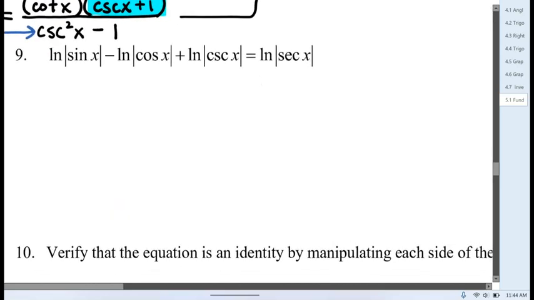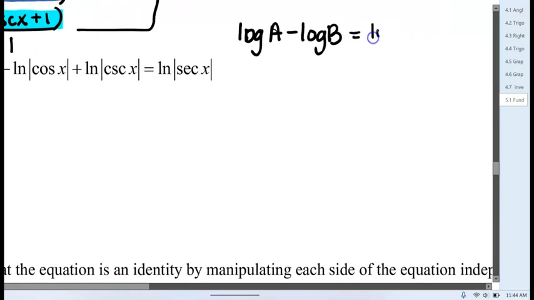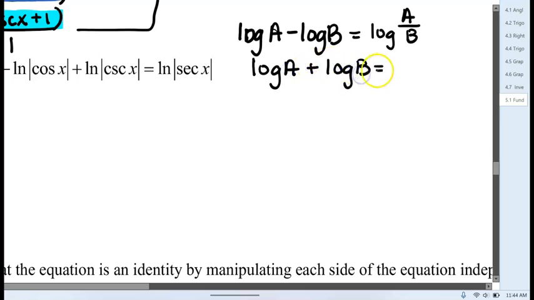In example 9, we have all of these natural logs showing up. Notice that some of them are subtracting and some of them are adding. I'm going to remind us of our rules for logarithms from 171. We had rules that said log A minus log B was the quotient rule, which is log A over B. We also had a product rule that says log A plus log B is log AB.